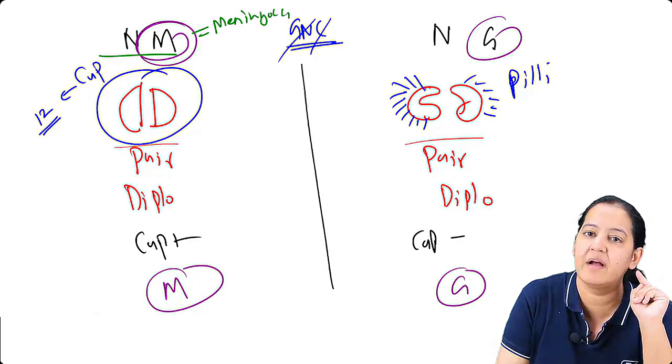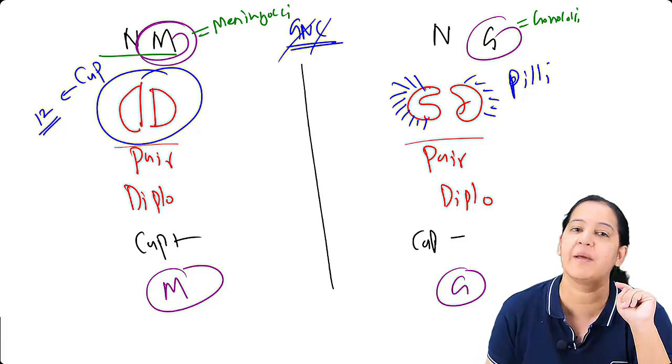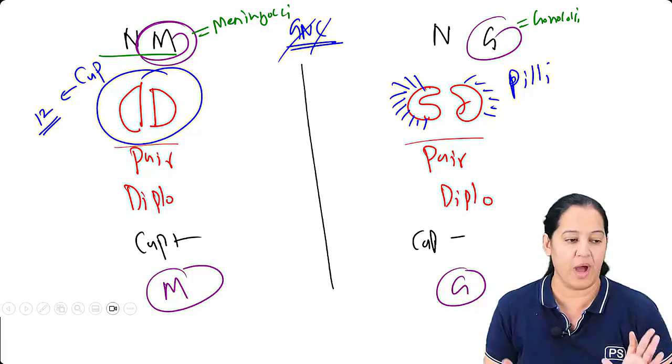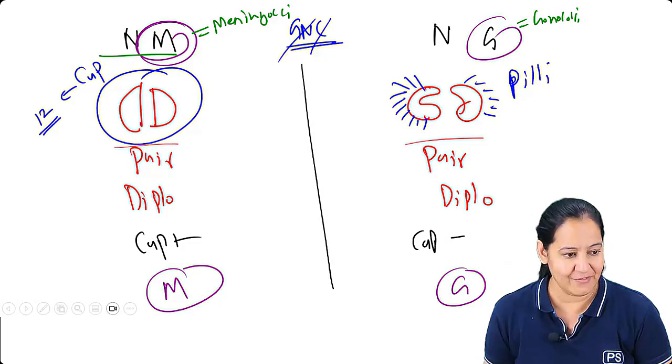Meningococci, है ना? And Neisseria gonorrhoeae को प्यार से कहते हैं gonococci. So that is the nickname of both of them. So this is an overview. I hope you got the overview. Everyone got the overview? Say yes if you got it.